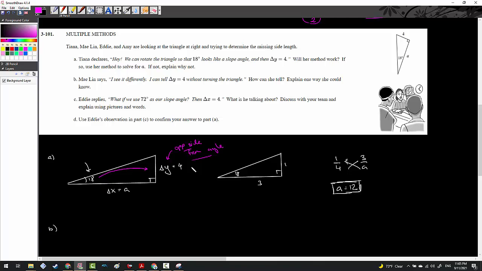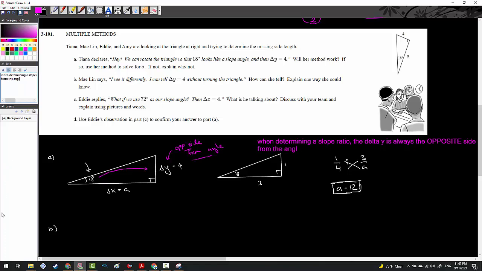So let's go and type that into our notes here. When determining a slope ratio, the delta y is always the opposite side from the angle we are looking at.